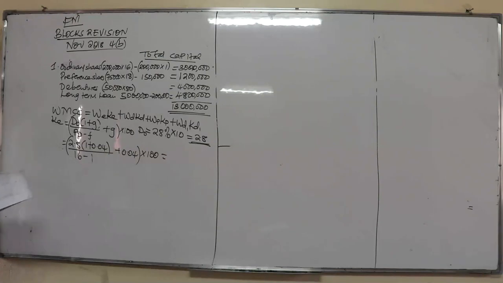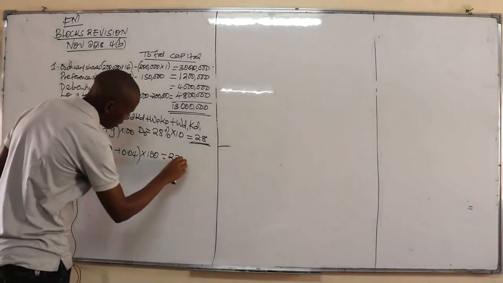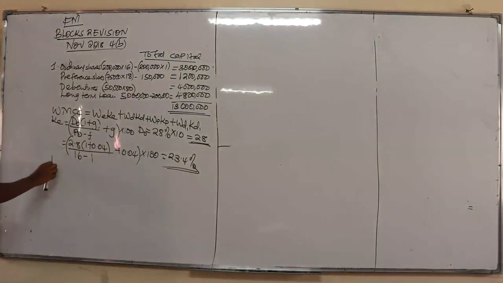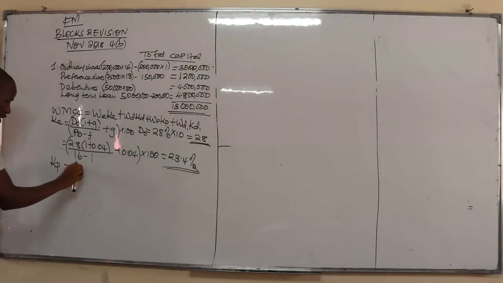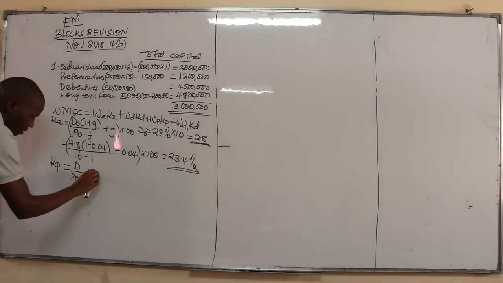In that case it will be 2.8 times 1 plus 0.04. Then you divide by 15, and then you add 0.04, and then you multiply by 100, which is 23.4%. The second one, you also get the cost of preference shares. To get the KP, it will be D0 divided by P0 minus flotation cost, multiplied by 100.